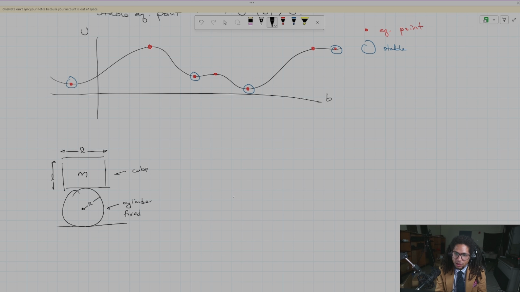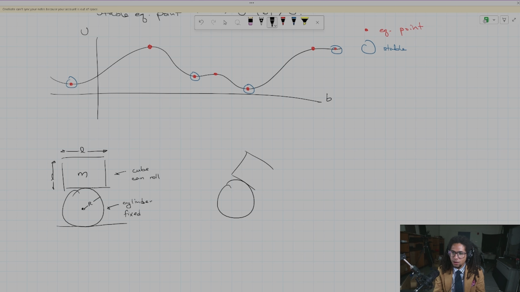I guess I'm doing this the opposite way. Cube can roll. Okay, now, if the cube rolls, then it could get to another position. Perhaps it is here. We could describe it, for instance, by the angle with which it's rolled, right? And I shouldn't draw it as being centered here because now it will actually be off center.